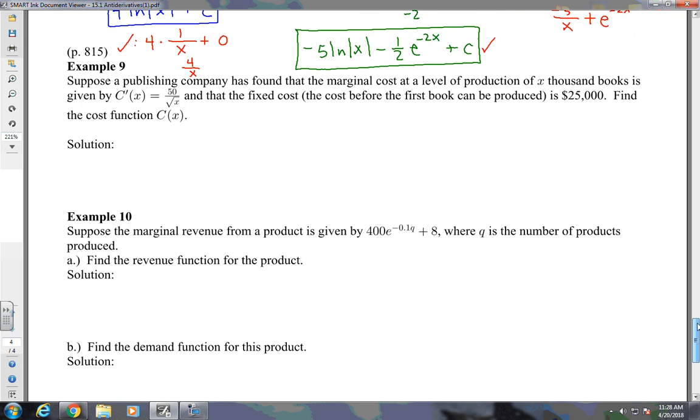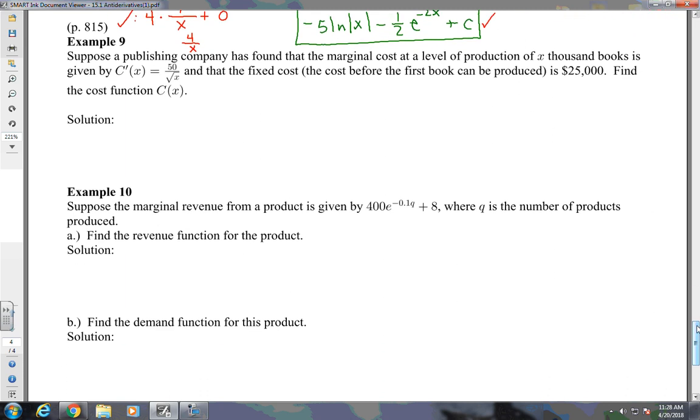Let's try an application problem. Example number 9. Suppose a publishing company has found that the marginal cost at a level of production of x thousand books is given by C prime of x equals 50 over square root of x. Remember, that word marginal is fancy for derivative. Okay, so we're looking at the derivative of the total cost function.